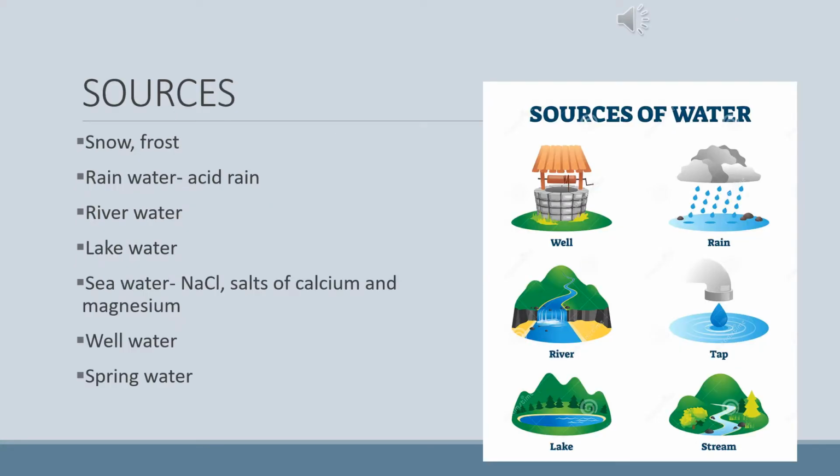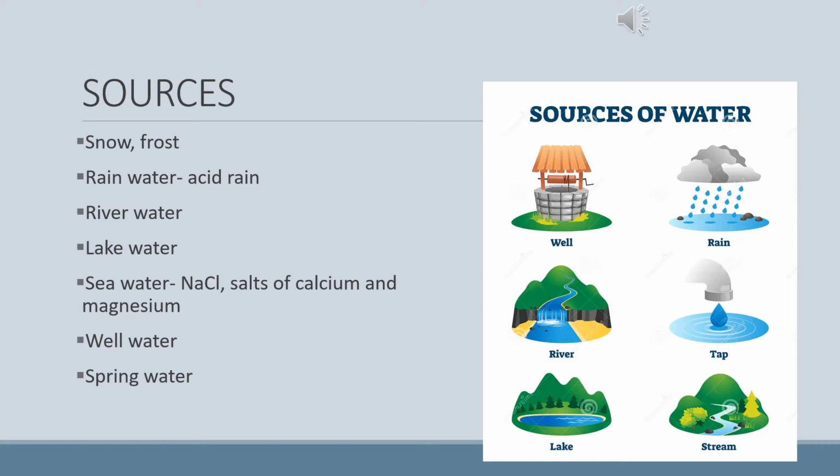The sources of water include the well, rain, river, tap water, lake water, stream water. Some of these waters are pure and some of them are impure. Rainwater is actually the purest form of water, but in some regions where air pollution is very high, there are many gases present in the atmosphere like CO2, SO2, NO2, etc.